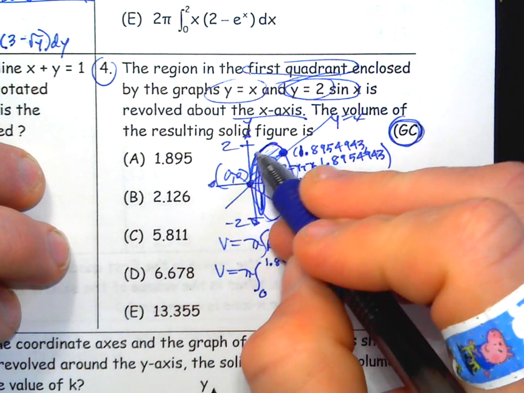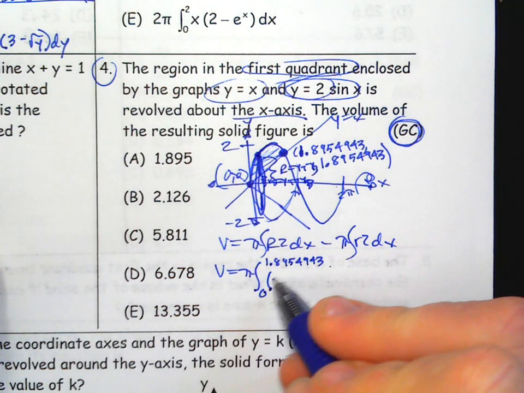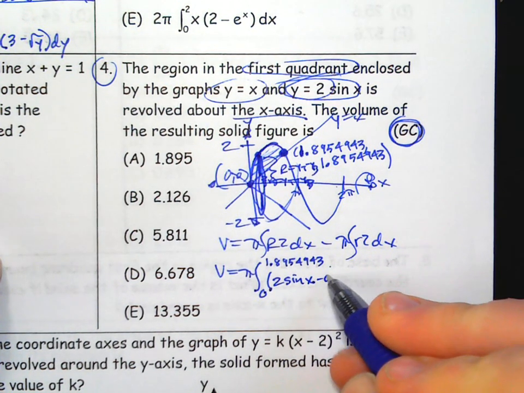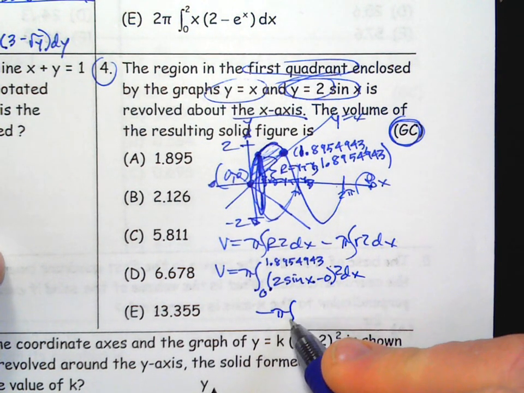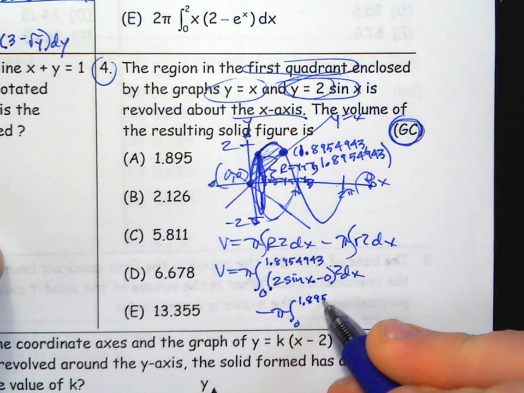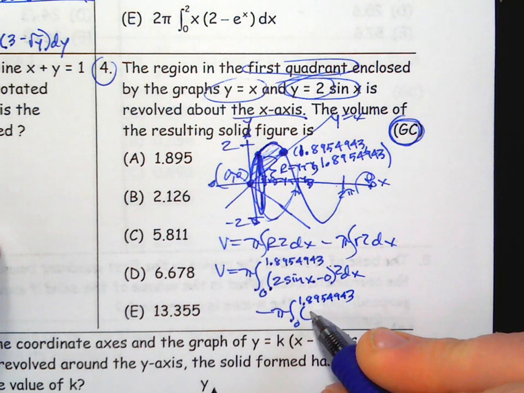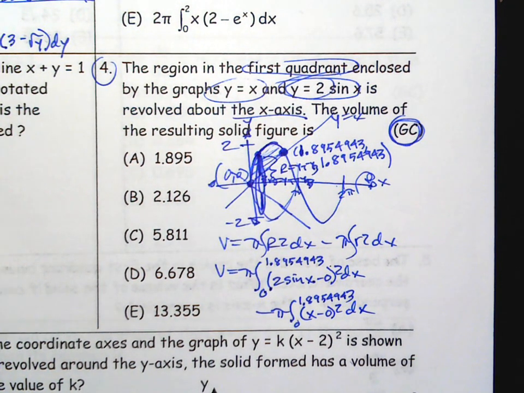So y top is the sine curve, the 2 sine x, and y bottom is 0, squared dx, minus pi, 0 to 1.895493. So the little r is just y equals x minus 0, squared dx. So there's our setup.